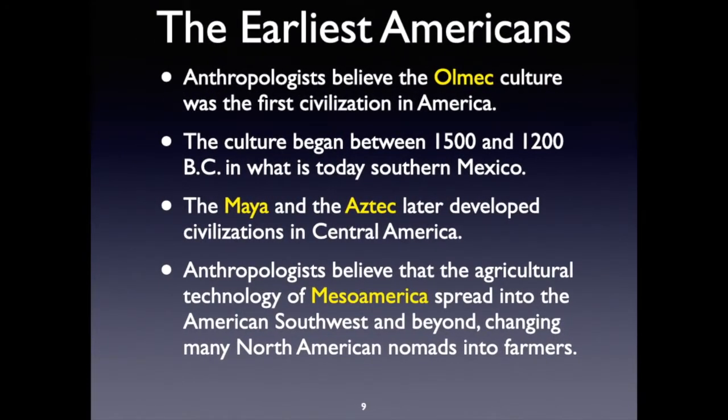Anthropologists believe the Olmec culture was the first civilization in America. The culture began between 1500 and 1200 BC in what is today southern Mexico. The Maya and the Aztec later developed civilizations in Central America. Anthropologists believe that the agricultural technology of Mesoamerica spread into the American Southwest and beyond, changing many North American nomads into farmers.